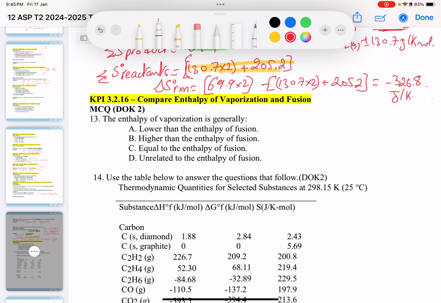Next, the enthalpy of vaporization. Vaporization is when a substance goes from liquid to gas.